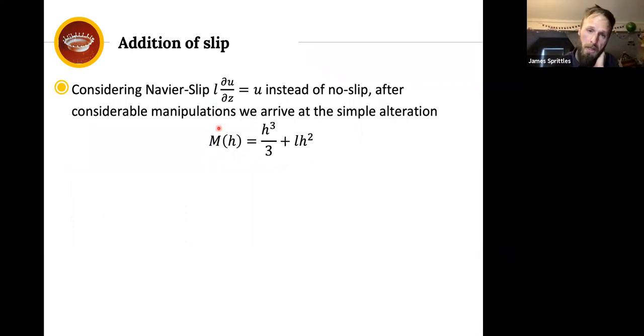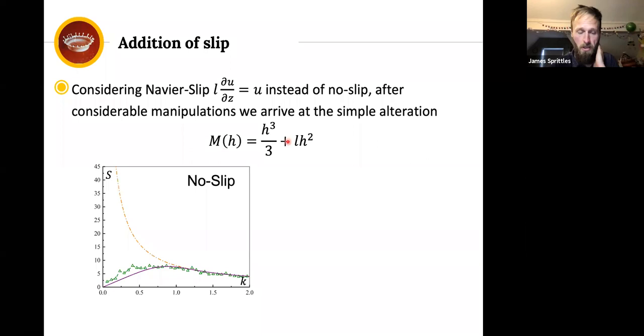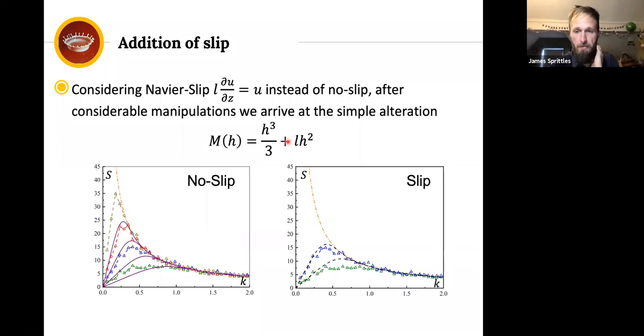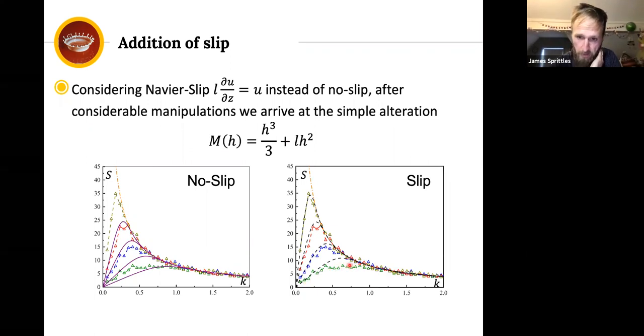We find that the mobility changes from h cubed over 3 to have an additional contribution like this. So if we put that in, that was no slip, which I just showed you, and slip starts to look a lot better. Okay, but we can still look at this and say, well, that's a bit annoying. This doesn't seem quite right at early times.